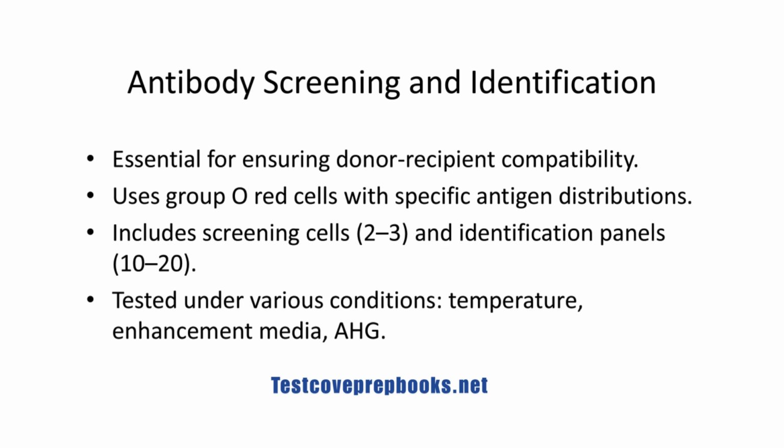Screening cells and panels. Screening cells typically include 2 to 3 different red cells, while antibody identification panels may contain approximately 10 to 20 different red cells. These reagent cells are mixed with the patient's serum or plasma to detect the presence of antibodies. The mixture is tested under various conditions, at different temperatures, using enhancement media, with antiglobulin reagent, also known as AHG. Additionally, the patient's serum or plasma may be tested against their own red cells, a procedure called an autocontrol, to determine whether an autoantibody is present.